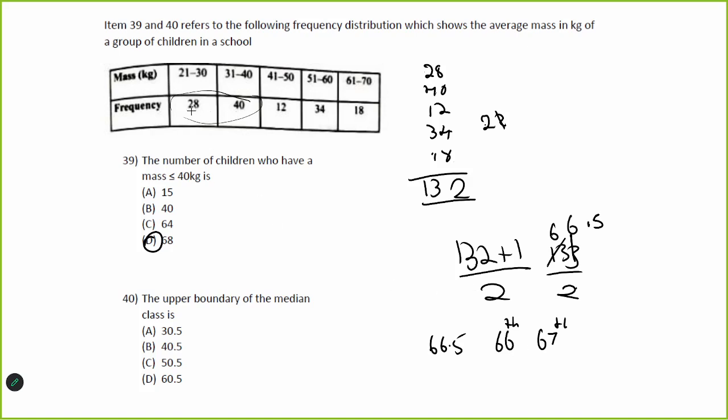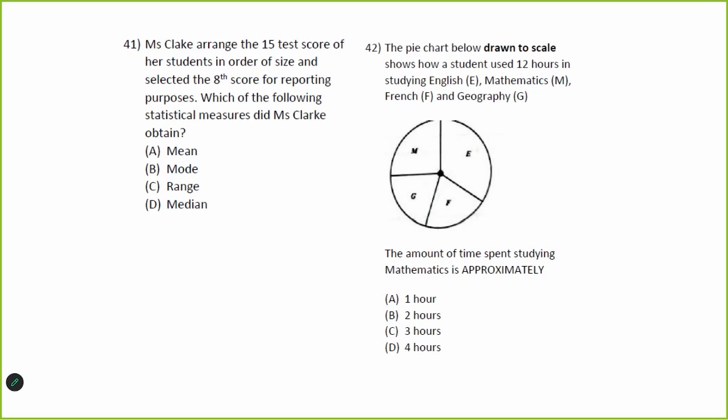4, 5, 6, so this is 68. So your median is going to be between 66 and 67, it is going to be here. They want the upper class, the upper boundary of the median. So that would be 40.5. Your lower class boundary would be you subtract 0.5 from this. Your upper class would be you add 0.5 to the upper values. Right? The 8 score, that is your median.